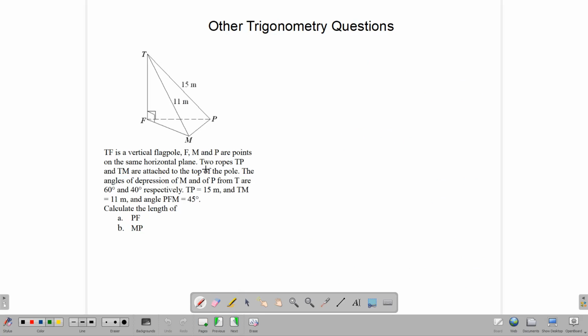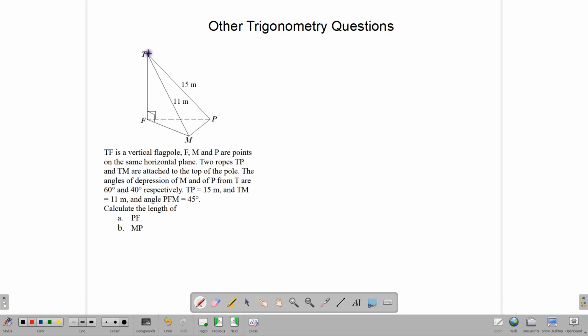Our next question is, we have a TF, which is a flagpole, and that flagpole is vertical and on a horizontal plane. Two ropes, TP and TM, are attached to the top of the pole, and there are two angles of depression that are not shown. So let's draw in one of them just to let you see exactly what is going on. The angles of depression of M and P, those two points, looking down from T, are 60 and 40.